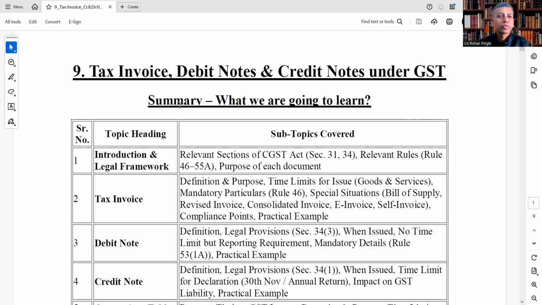Today we will learn tax invoice, debit notes, credit notes. Let me share my screen. So today we are going to learn tax invoice, debit notes, credit notes under GST. Let's see the summary of what we are going to learn.